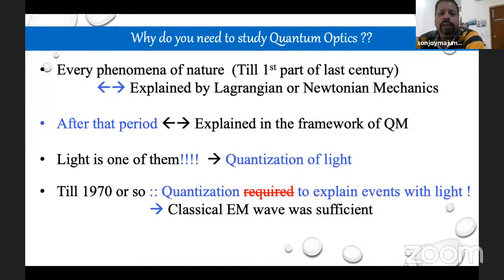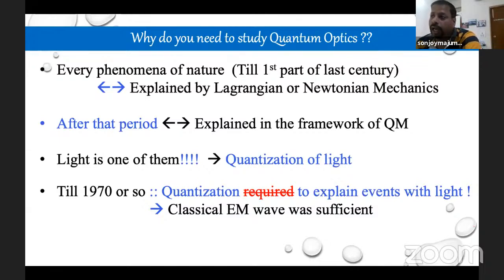Now you may ask why do you need to study quantum optics? What was the history? What was the advantage? What was the disadvantage? Let me tell you that till the first part of the last century, people were very happy to explain almost all the phenomena in nature either by Lagrangian mechanics or the famous Newtonian mechanics. You can explain most of the things using that.